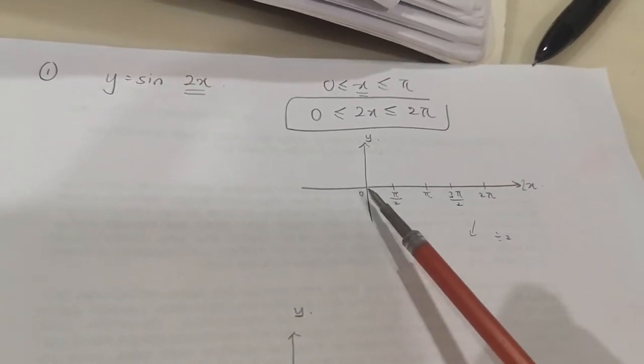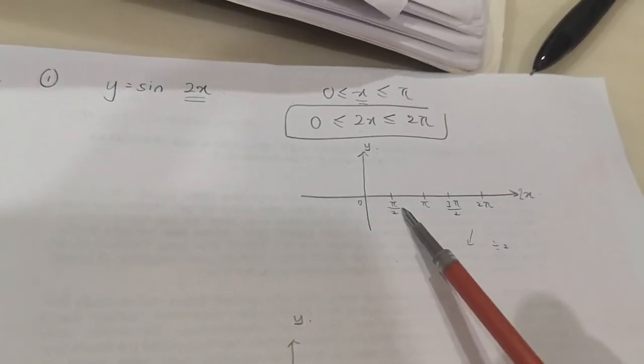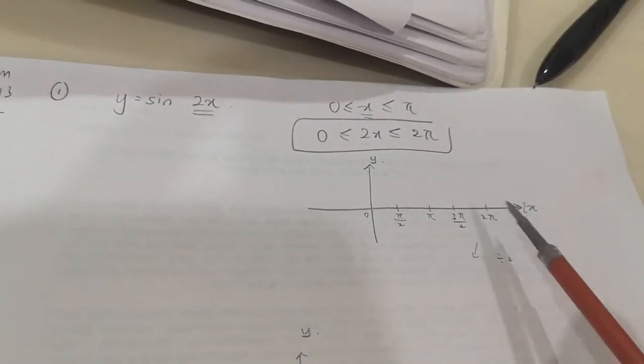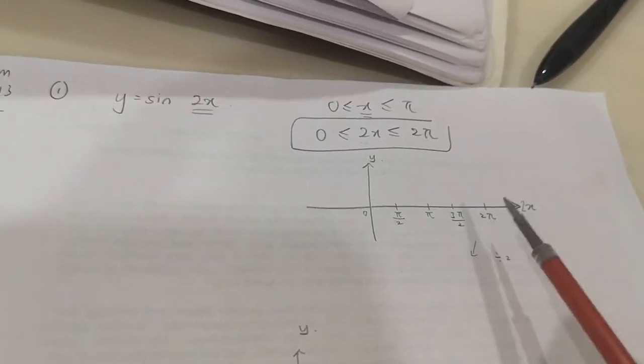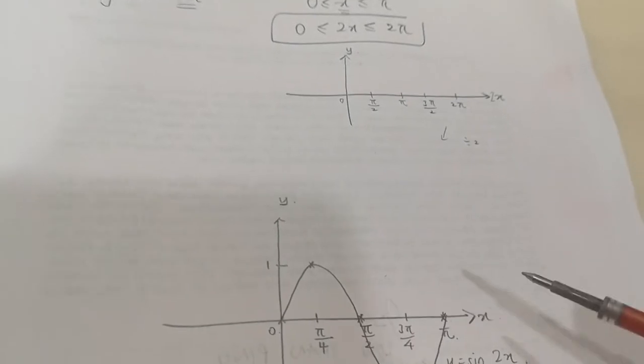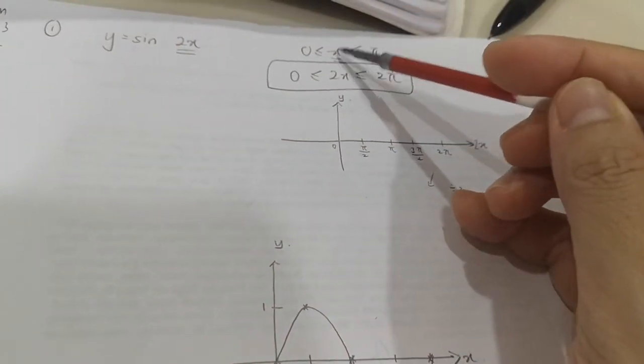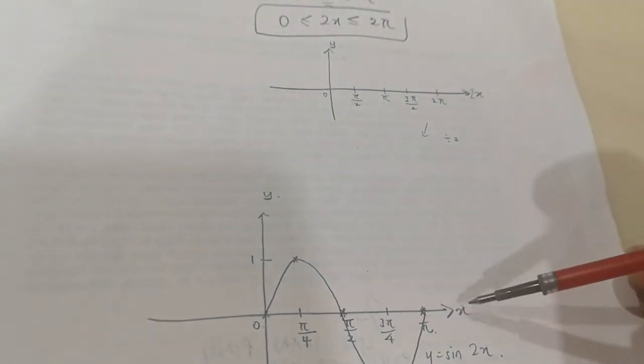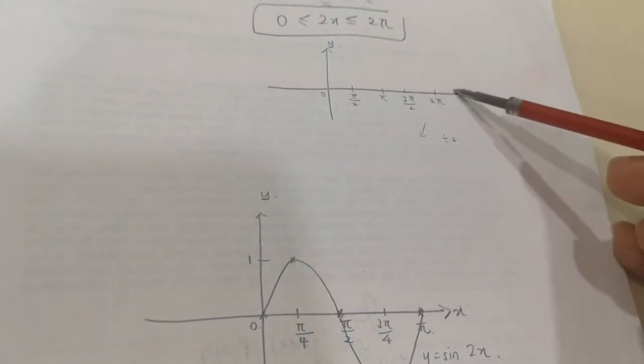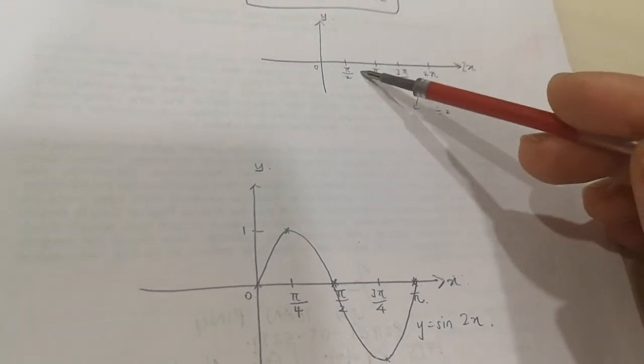So this is the original, right? Always start with 0, pi over 2, pi, 3 pi over 2, 2 pi. Always with this. But now the question is x only. The original question is x. The domain given is x. So how do you change to x here? That means you need to divide every value by 2.